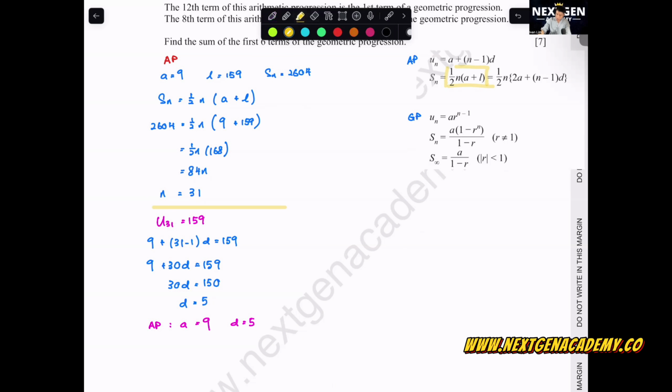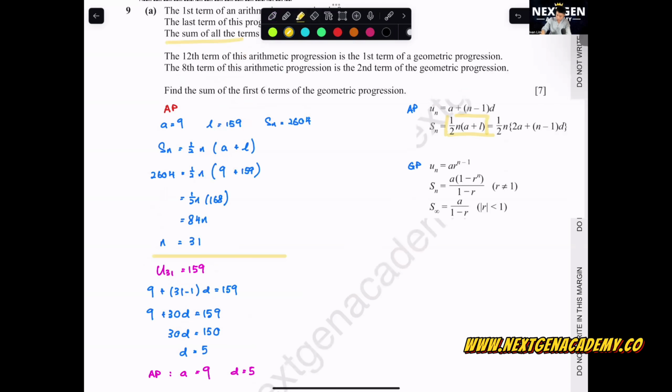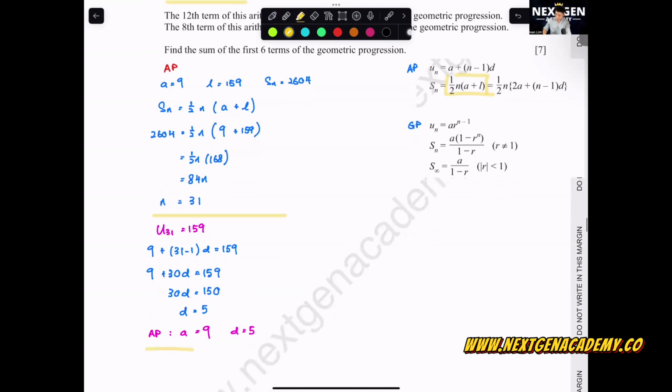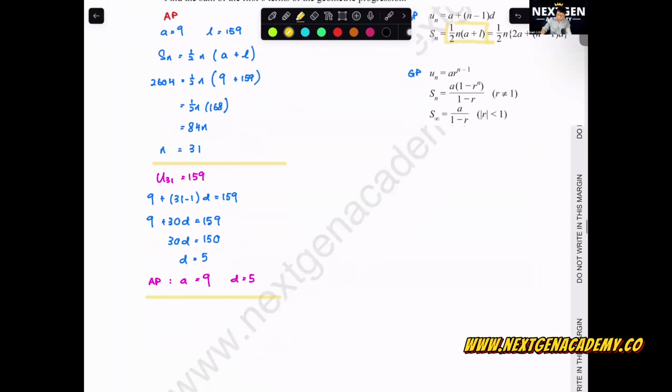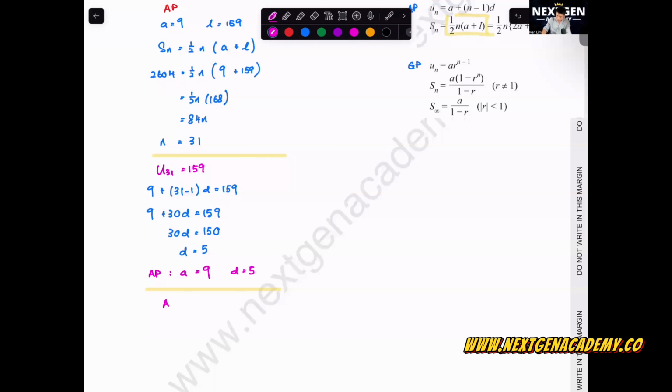Okay, let's go to the second part. This is the first part that we just completed. For the second part, they say the 12th term of the arithmetic progression is equal to the first term of the geometric progression. So we can say that the 12th term of the AP is equal to the first term of your GP.